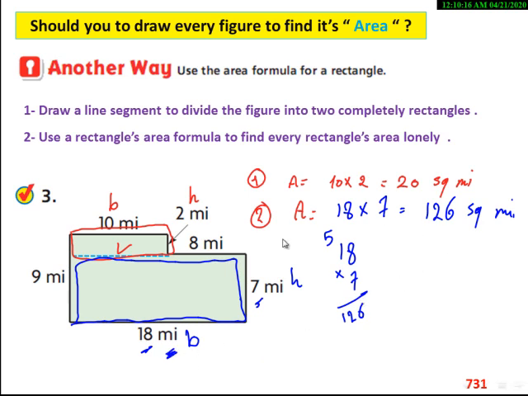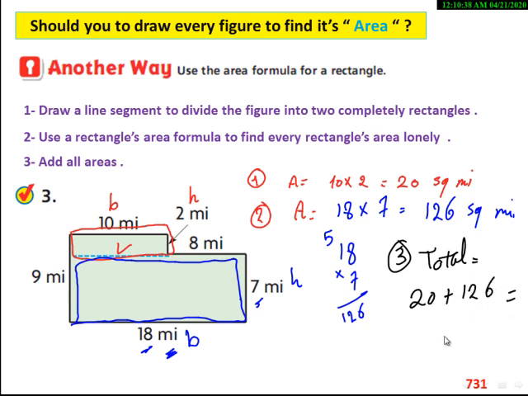Great. What is the final answer, the total answer? Step 3: add all areas together. Total area equals 20 plus 126 equals what? Great, 146. 146 square millimeters.